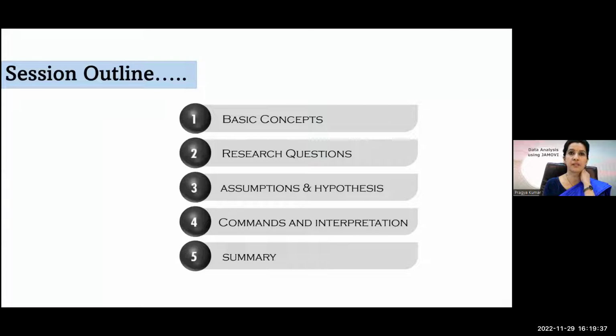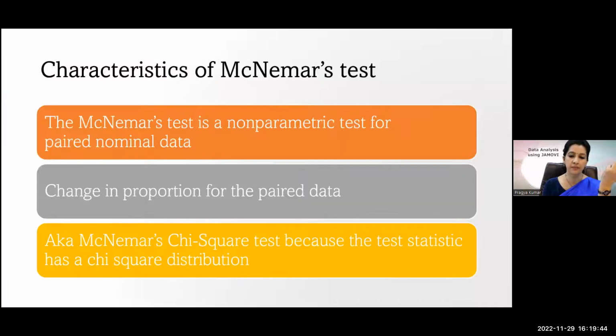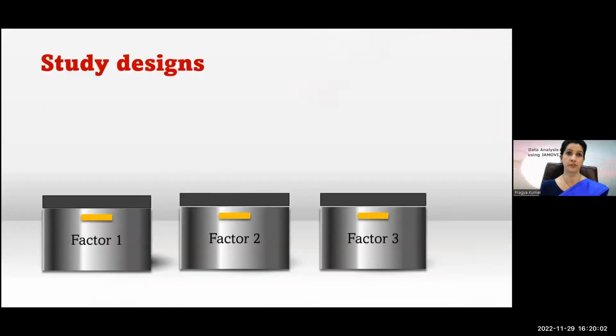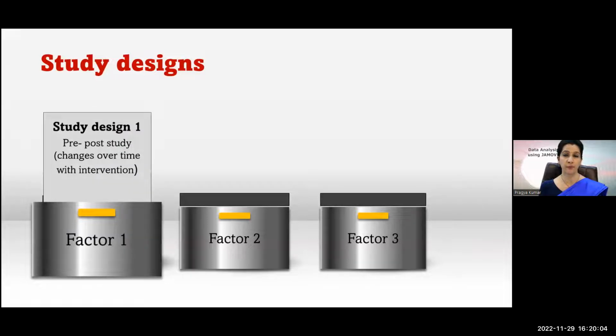So again, this session we will do some basic concepts, then research questions, assumptions, commands, and then summary. The characteristic of the McNemar test, like you said, is that it is a non-parametric test for paired nominal data, and you measure the change in the proportion for the paired data. That's why it is also called the McNemar chi-square test, because the test statistic has a chi-square distribution.